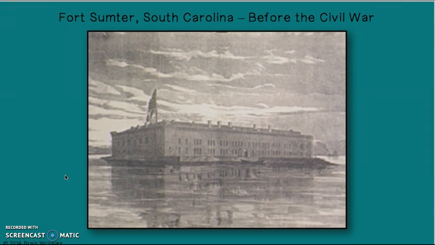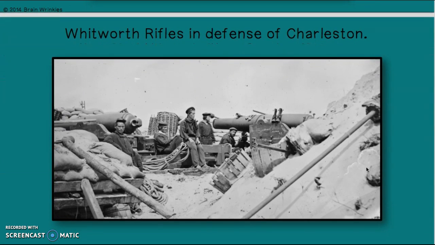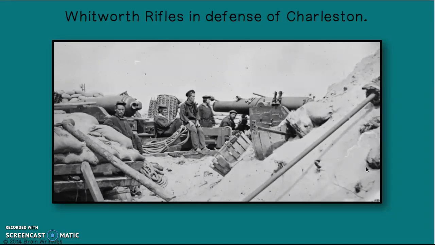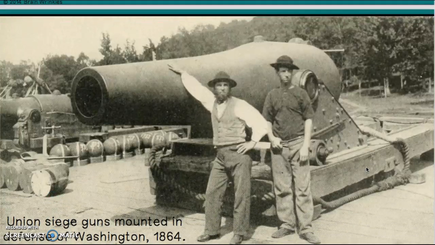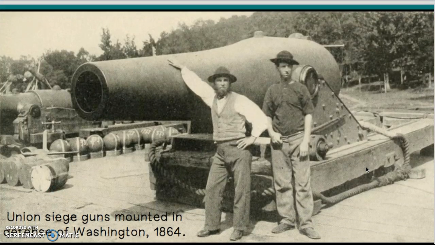This is a picture of Fort Sumter before the Civil War. Notice these nice big walls around the outside. Not something that you're just going to shoot a couple of cannons at and be able to take it over. These are also the Whitworth Rifles, which was a major brigade that was in defense of Charleston. And we see the Union siege guns that were mounted in defense of Washington in 1864. So this is just another example of some Civil War era ammunition. So this is a Union siege gun.